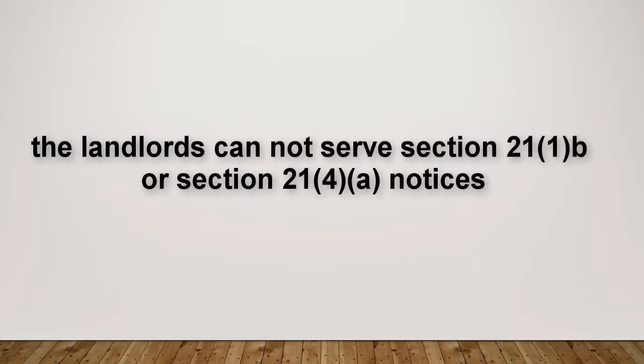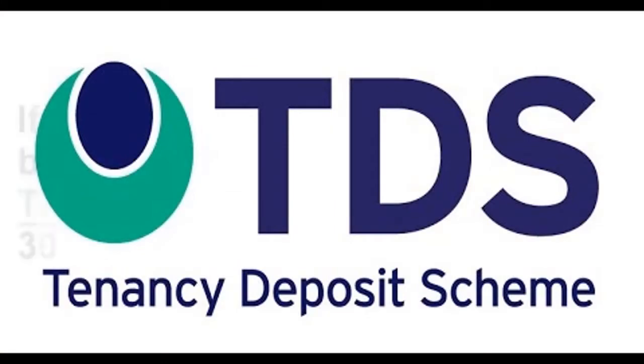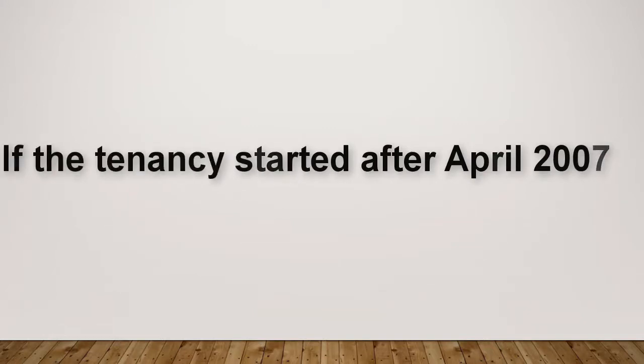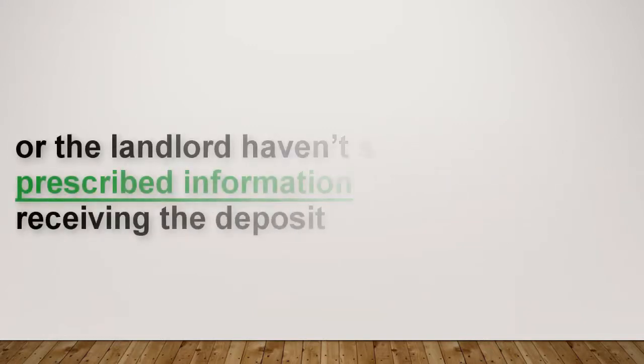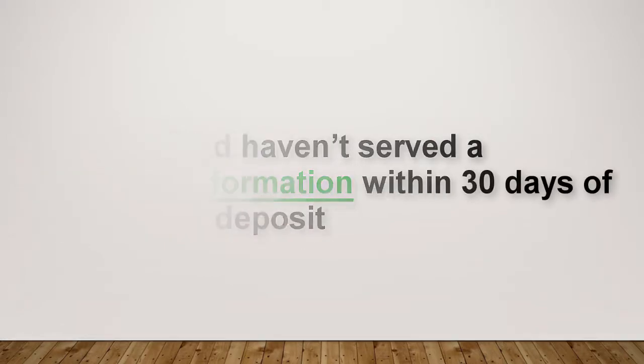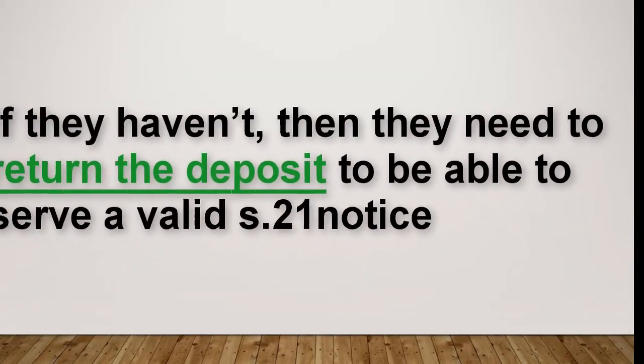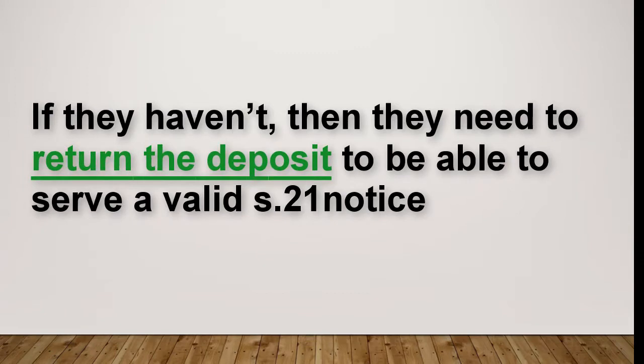Landlords cannot serve Section 21 1b or Section 21 4A notices on tenancies in England or Wales that started before the 1st of October 2015 if the landlord received a deposit but hasn't secured it in a tenancy deposit scheme within 30 days of receiving the deposit, if the tenancy started after April 2007, or hasn't served prescribed information within 30 days of receiving a deposit, if the tenancy started after April 2007. If they haven't, then they need to return the deposit to be able to serve a valid Section 21 notice.